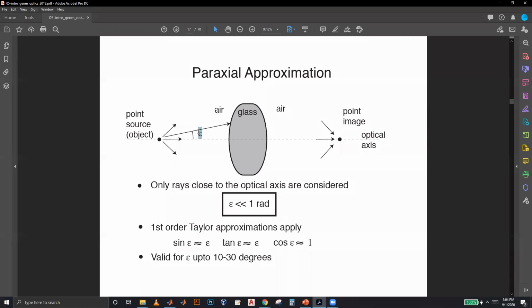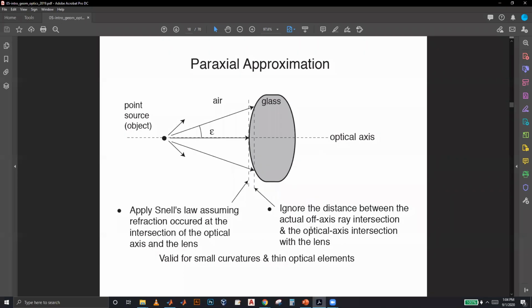This angle epsilon is very small, which means that you can use trigonometric approximations such as sine of that angle is that angle, tangent of that angle is that angle, and cosine is equal to 1. So all the problems that we are going to solve in this class are valid for angles which are smaller than 30 degrees, which is okay for the time to assume.